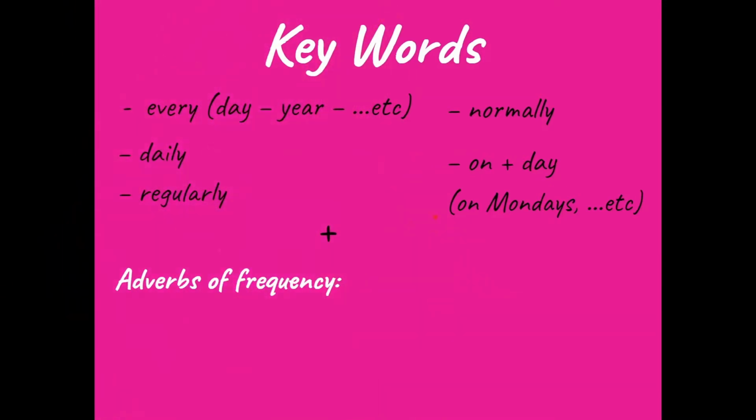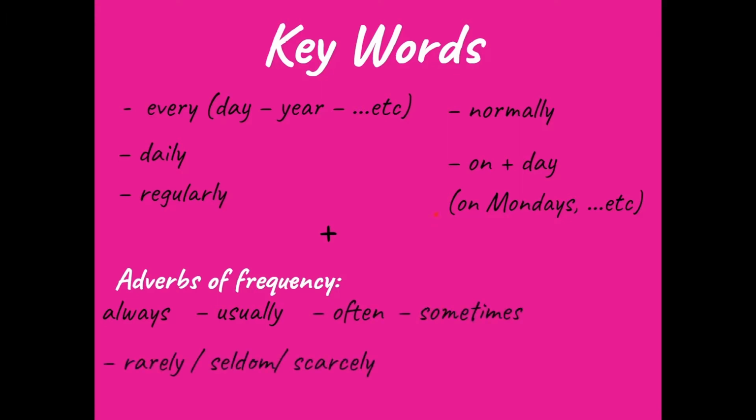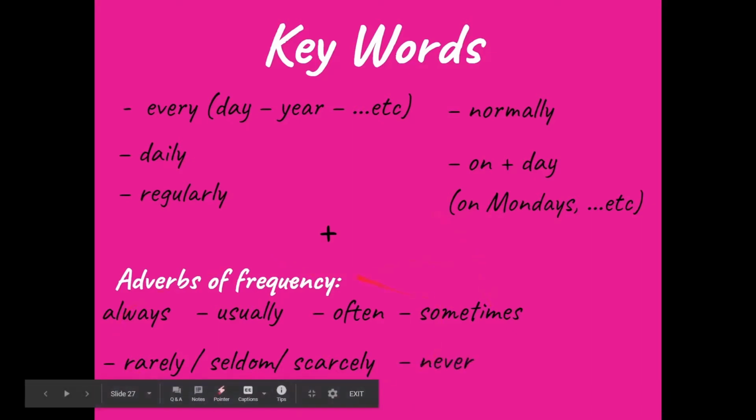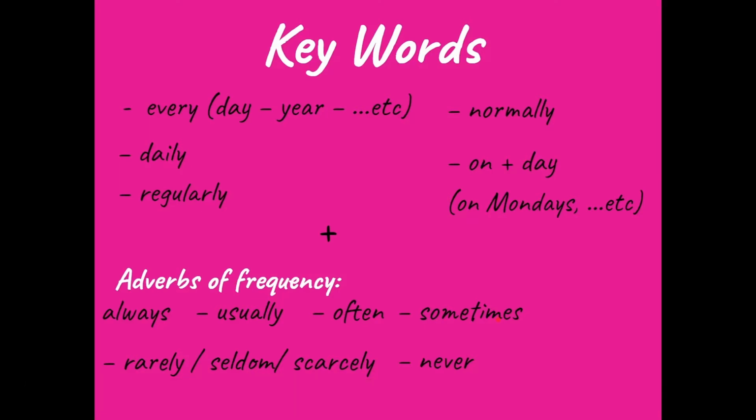What are adverbs of frequency? Always, usually, often, sometimes, rarely, seldom, scarcely, and never. All of these are adverbs of frequency. Whenever I see one of these in a sentence, it's present simple. I sometimes go to school by bus. I often call my friends. I usually have breakfast at home.